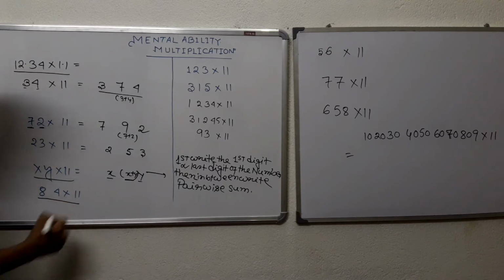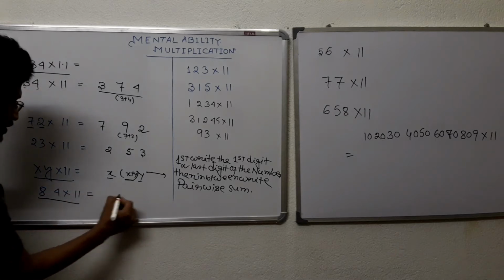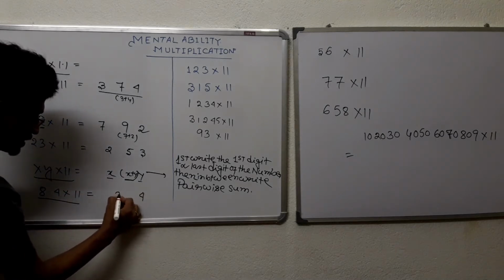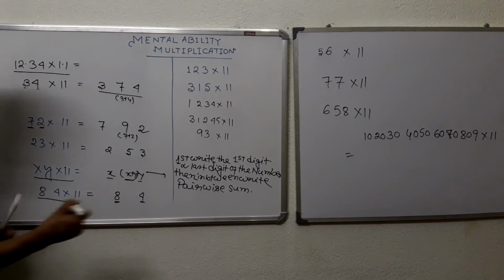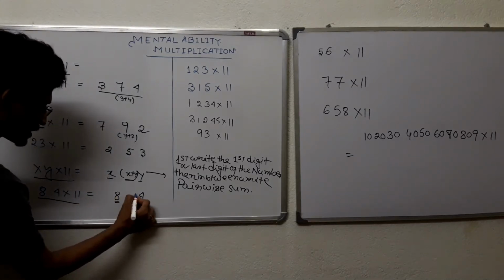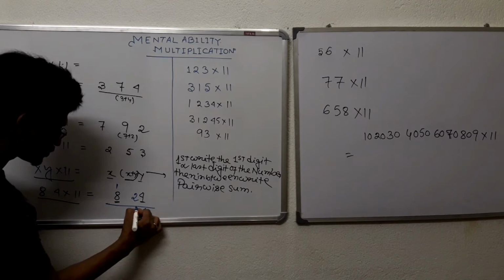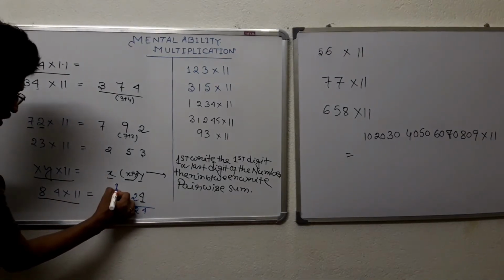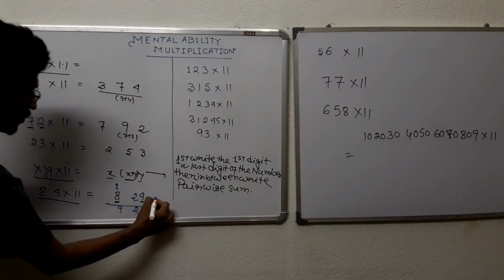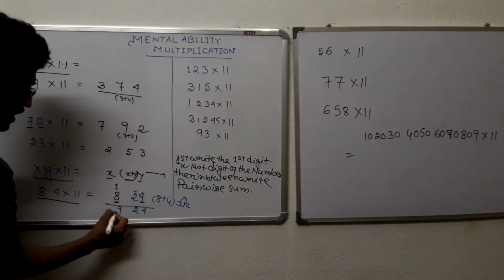Now here is 84 into 11. How will we do that? First write the first digit and the last digit. The first digit is 8, the last digit is 4. Now 8 plus 4 gives 12. So you write 2 and carry forward 1. So it will be 9, 2, 4, so 924, right? In that way you have to carry: 8 plus 4 equals 12, write the 2 and carry 1.